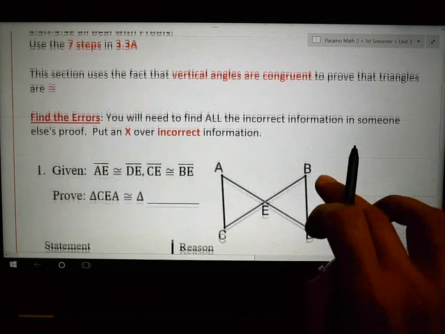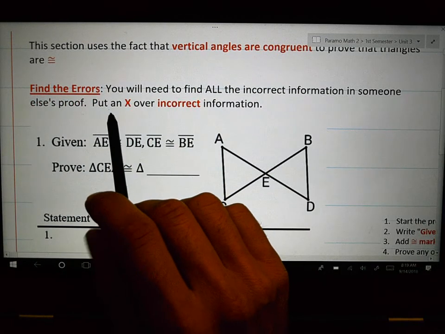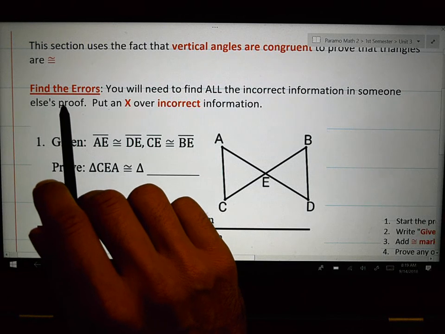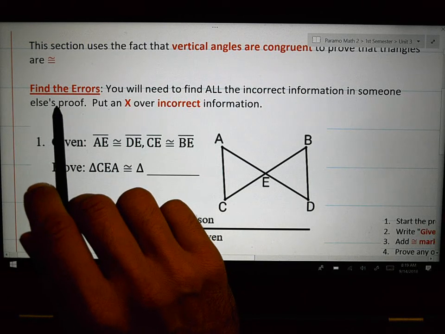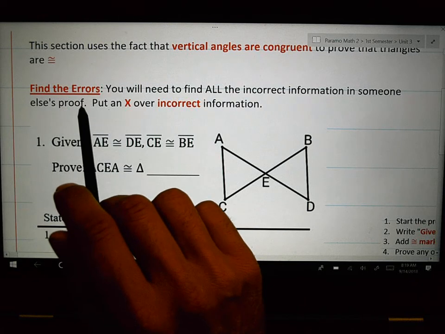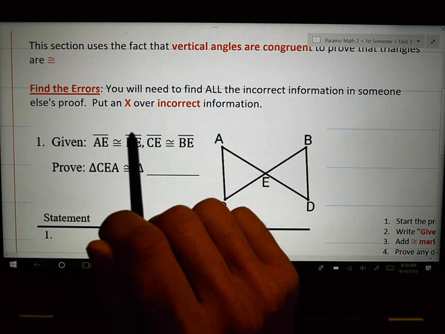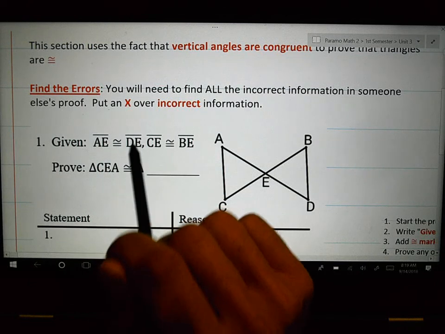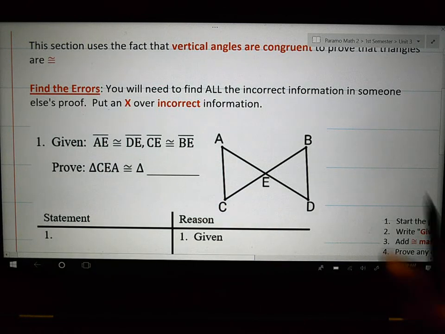With that being said, the only other thing that is different on this worksheet is that there is a problem where a proof is already done for you and it says find the errors. When it says find the errors, you are going to have to figure out what part of the proof is not correct. What part of the proof are you not allowed to do? We're going to do an example like that as well.